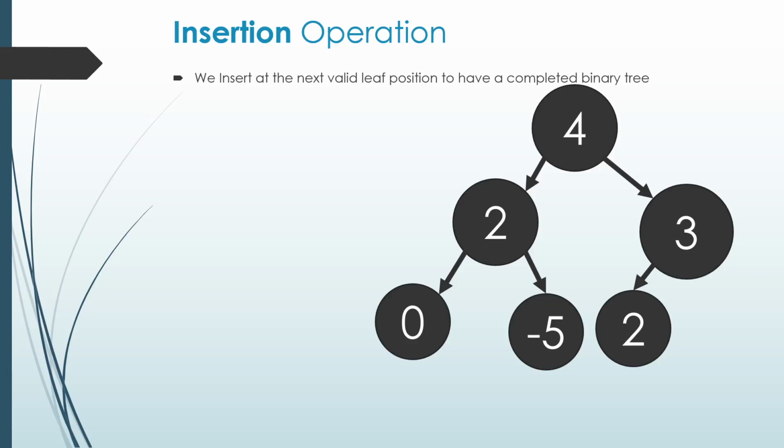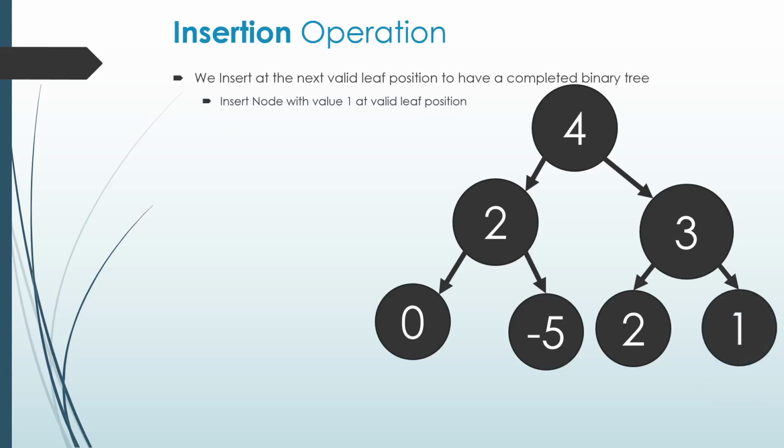And by the way, leaf here is going to be the last element in your tree. This is the point of the leaf, the leaf node, right? The actual leaf nodes here are 0, -5 and 2. Those are the leaf nodes right now. So the remaining leaf position, which is currently empty, is the right side of 3. This is the next valid leaf position.